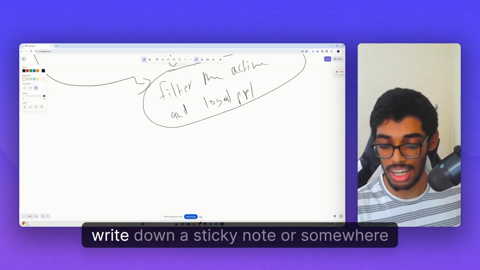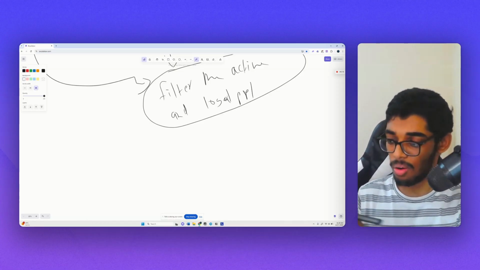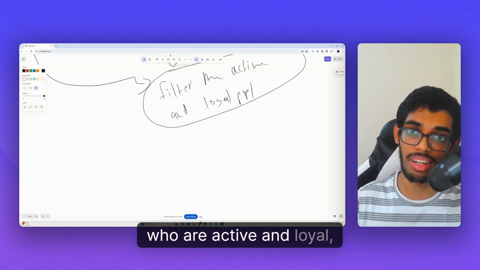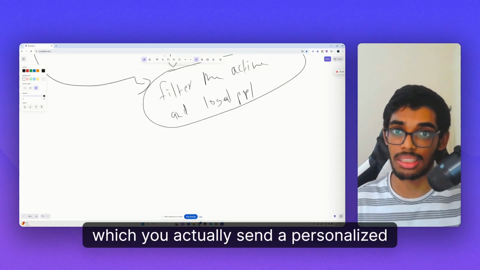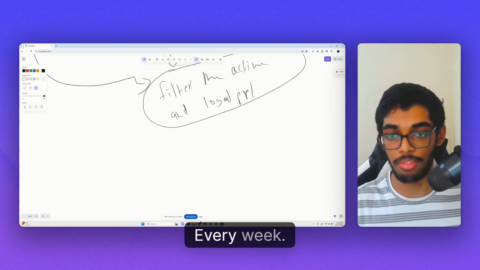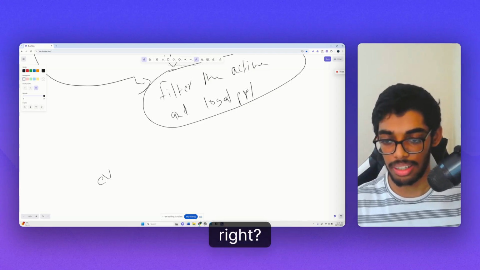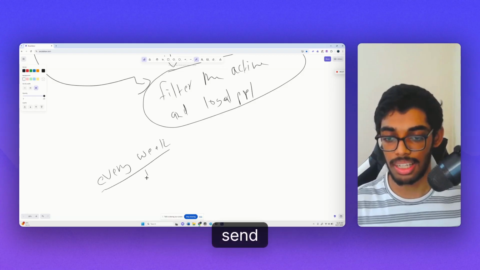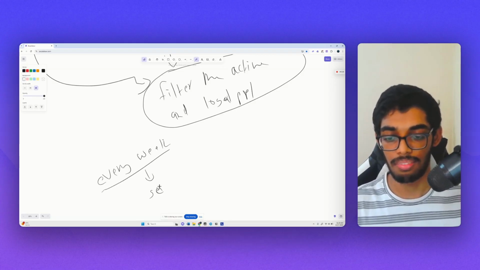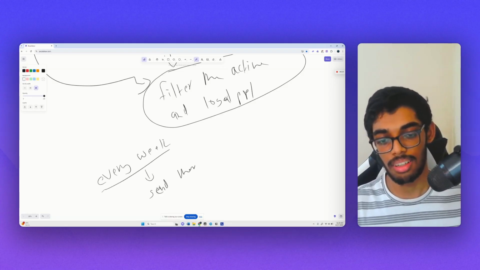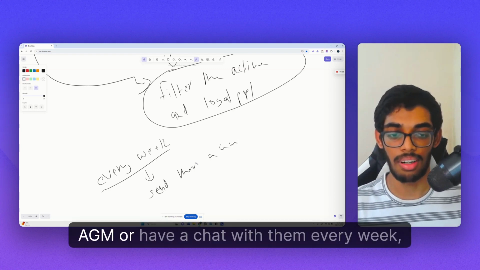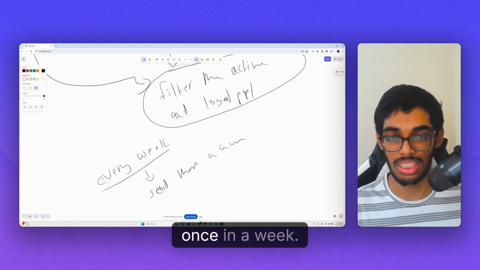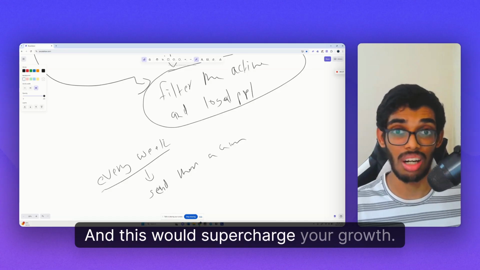Always write down in a sticky note or somewhere all the people who are active and loyal, whom you actually sent a personalized DM before. Every week, send them a follow-up, send them a GM, or have a chat with them once a week, and this would supercharge your growth.